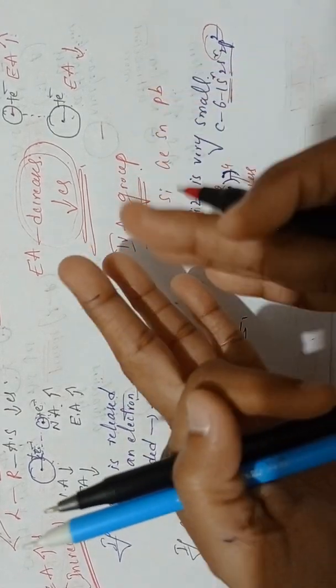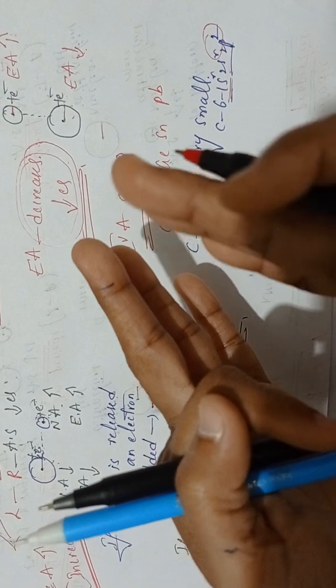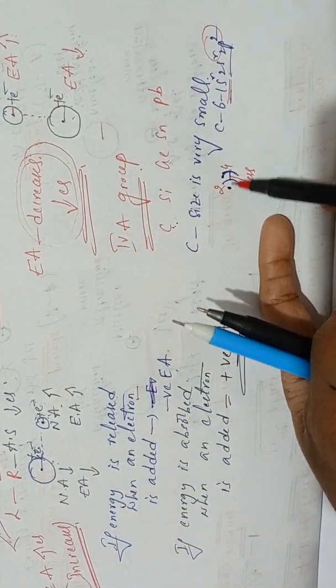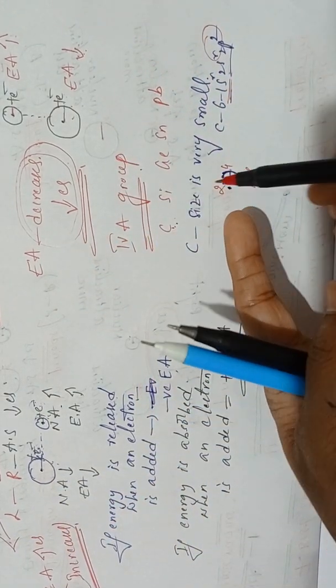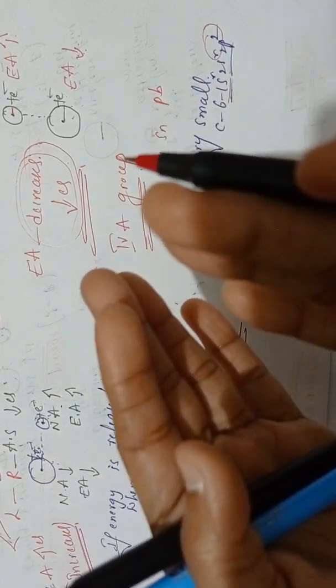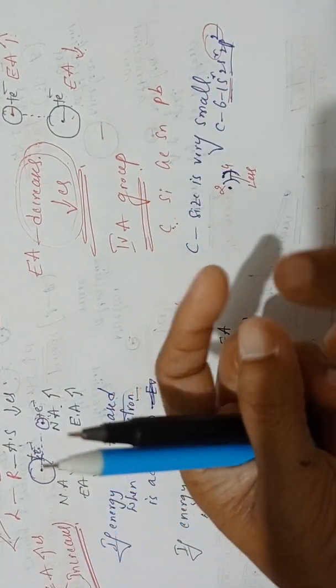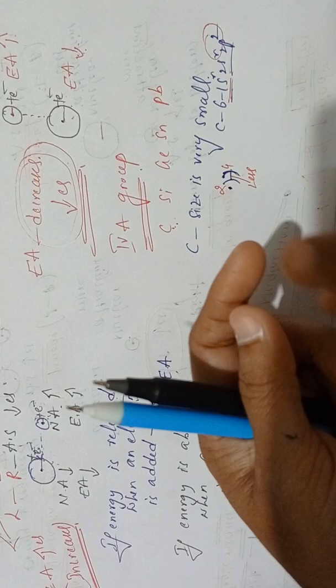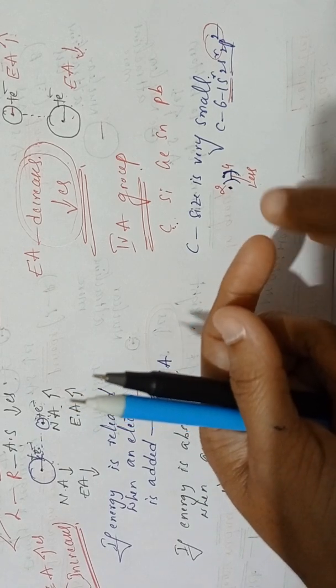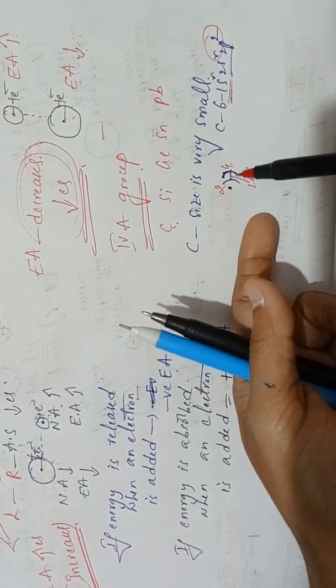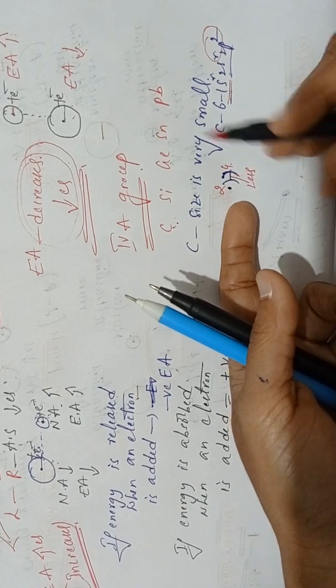Between them, repulsions are taking place. Interelectronic repulsions are more, because in a very small size atom, the distance between the shells is also less. Whenever the distance is less, interelectronic repulsions are more. Are you understanding?